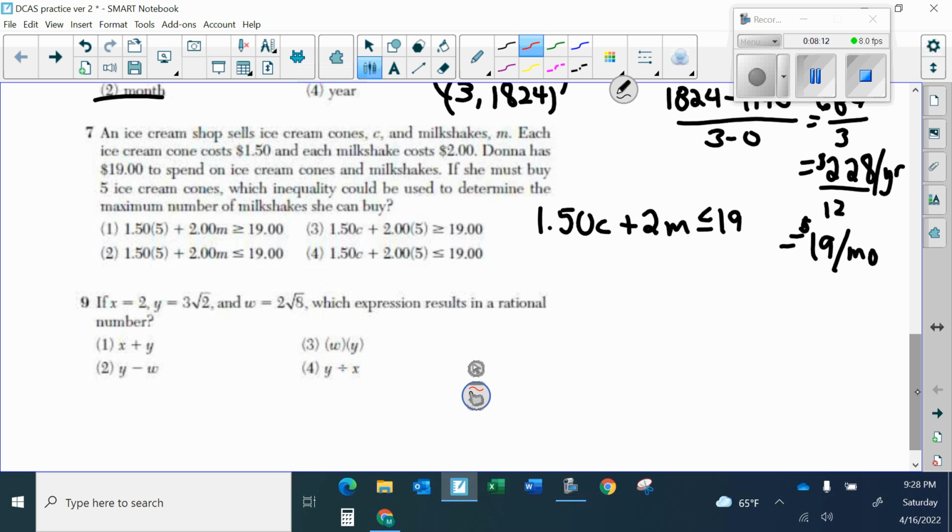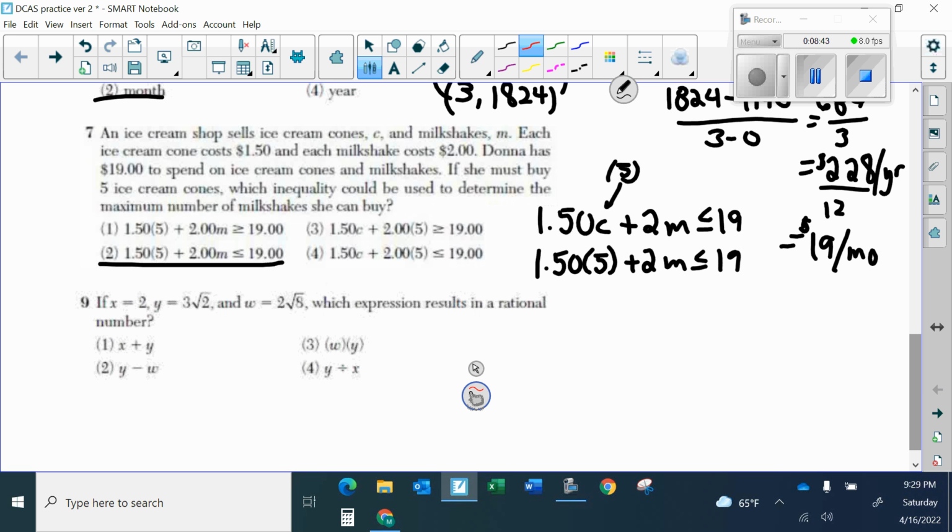If she must buy 5 ice cream cones, okay, so she has to buy 5. So that's going to be $1.50 times 5 plus $2 M is less than or equal to 19. And so that's the one we're looking for, which right here is number 2. The number 1 says greater than or equal to, so they're checking to see if you understand the difference between your symbols.